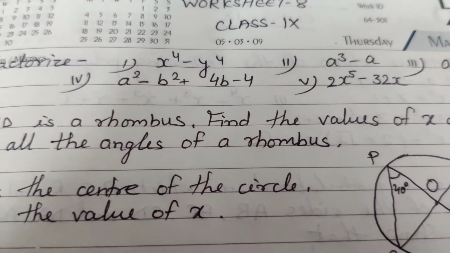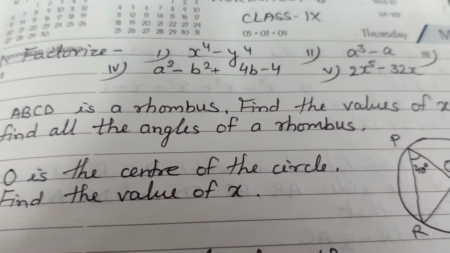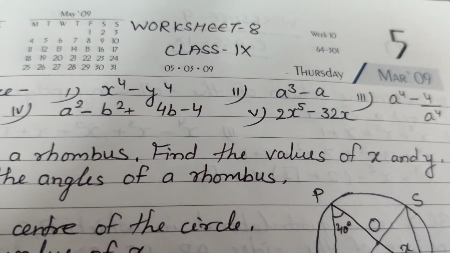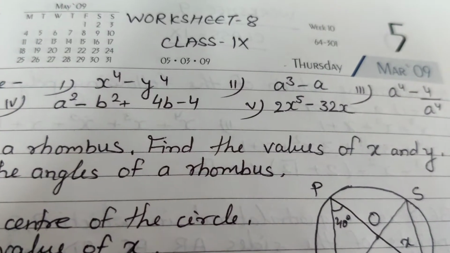Worksheet 8 for class 9th. Question number 1 is factorization. Factorize the following. There are 5 factorizations. Factorize by using identities.